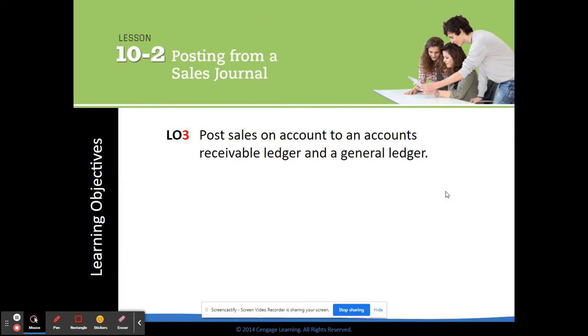Guys, today we're doing lesson 10.2, and that is posting from a sales journal. So, yesterday you learned how to journalize in the sales journal. Today, what we're going to do is post sales on account to an accounts receivable ledger and a general ledger. This is very similar to what we learned in lesson 9.2.